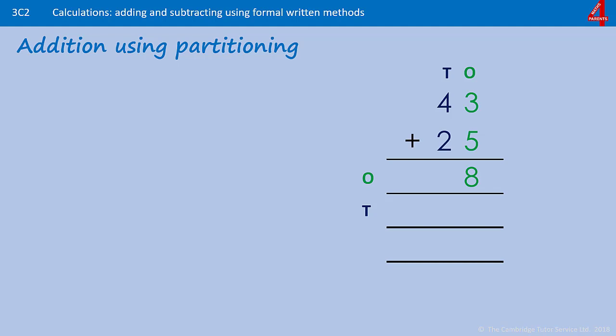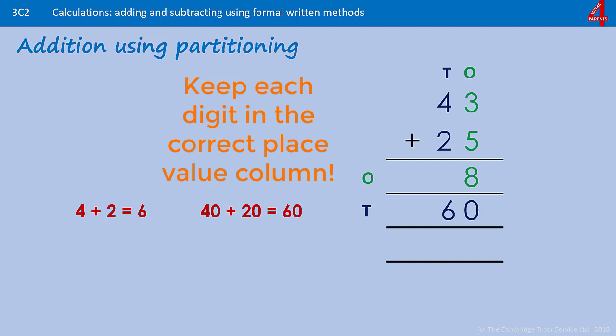Moving on to the 10s, it looks as if we're adding 4 and 2. What we actually have here is 40 add 20. If we know that 4 and 2 is 6, then 40 add 20 is 60. So the 10s here come to a total of 60. And make sure when you put each of the digits of your number in, you put the digit beneath the correct column for its place value. Otherwise there'll be a problem when you're adding up at the end.